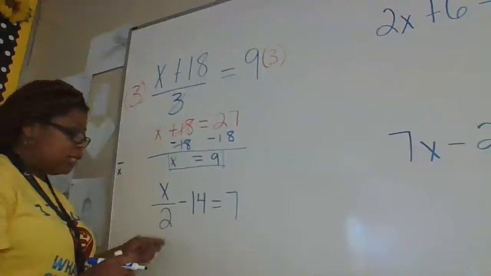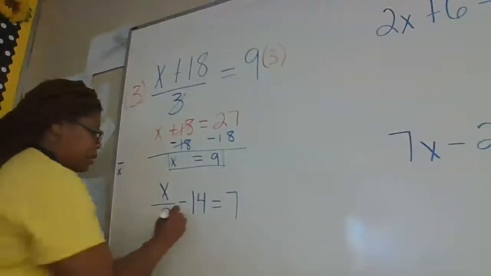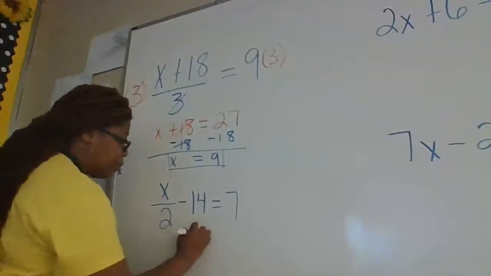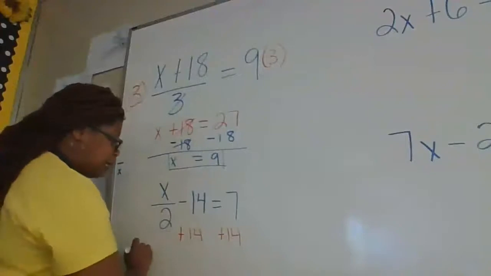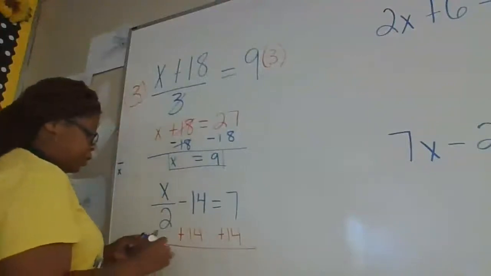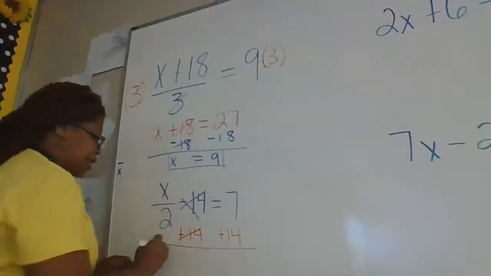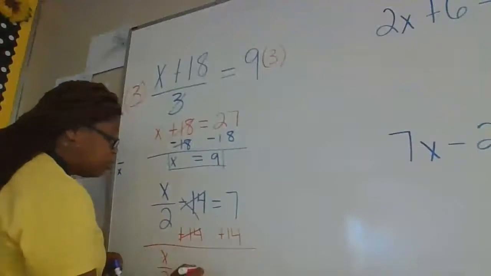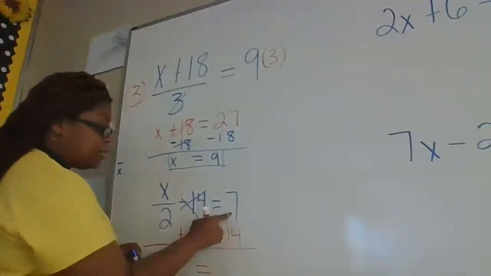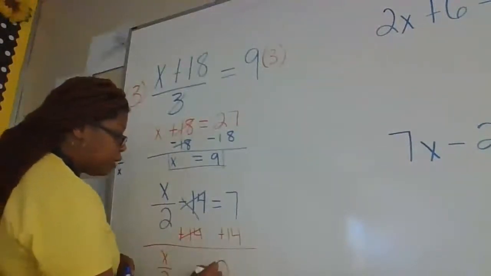We're going to start with 14. If it is subtraction, the opposite of subtraction is add. So we're going to add 14 and add 14. What we do on one side of the equal sign, we do on the other. So of course, this side cancels culture. And so we are left with x divided by 2, keep the equal sign, and then 7 plus 14 is 21.